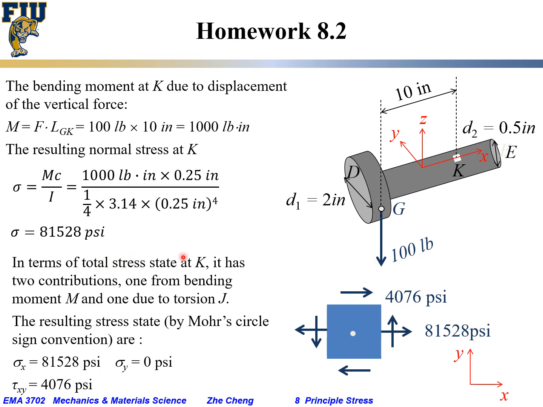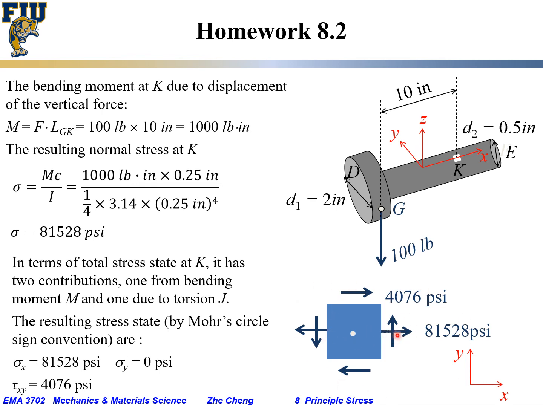In terms of total stress state at K, it has two contributions. One is from bending moment, along the x-axis. The other one is the shearing component due to the torsion, torque T. So the resulting stress state, if this is our x, this is our y, this is our z, I plotted up here.